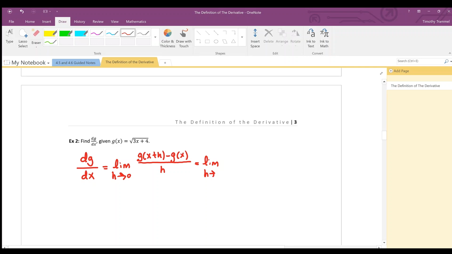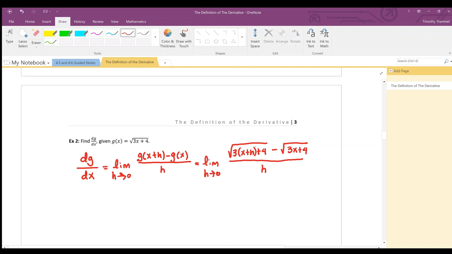And let's go ahead and substitute in x plus h into g. So I'm just going to replace the x here with x plus h. So I have the square root of 3 times x plus h plus 4. Okay. And then we have minus g of x, which is just the square root of 3x plus 4. And then this is all over h.